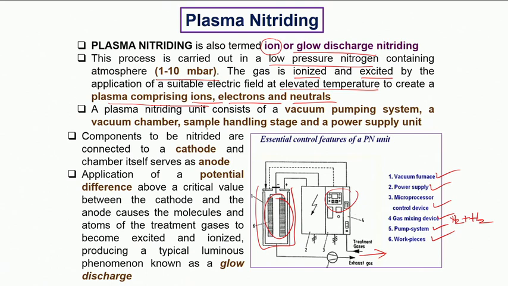At times, the sample also needs to be rotated or moved, and so we need a sample handling stage also at specific times. The important part is that we have two electrodes here to be able to create the plasma in the form of DC glow discharge. So, we have the cathode and we have the anode. Cathode of course is connected to the workpieces. The definite potential difference is required to create the plasma, and the gases get excited and ionized, and in the process we get a luminous discharge which is also called the glow discharge.